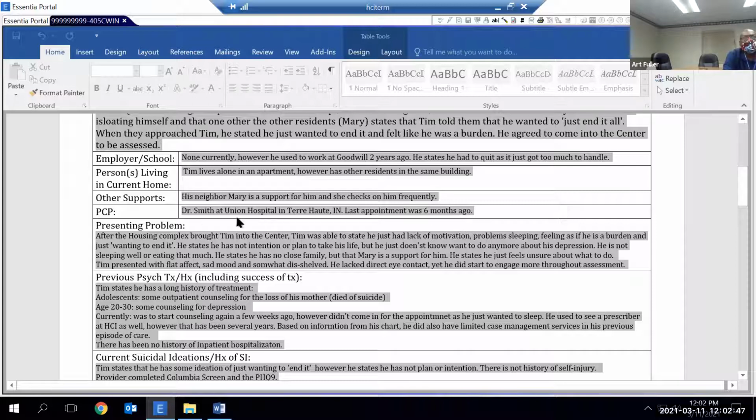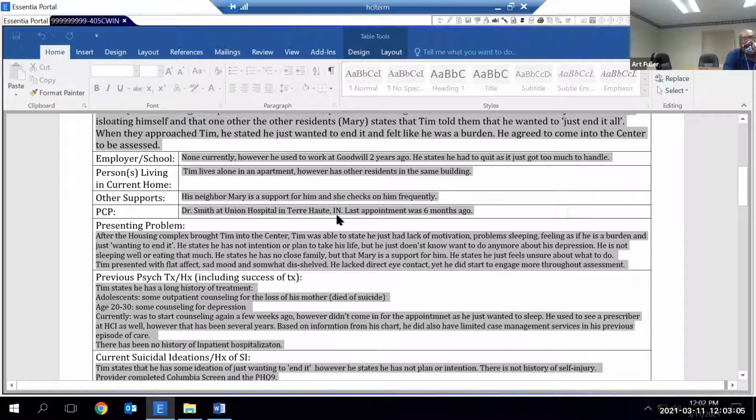The PCP, we found out Dr. Smith at Union and Terre Haute, and that the last appointment that he had was 6 months ago. Again, sometimes we're only going to get the PCP as Dr. Smith, but if we can start pulling a little bit more information, okay, well, you do have a PCP identified. When was your last appointment?